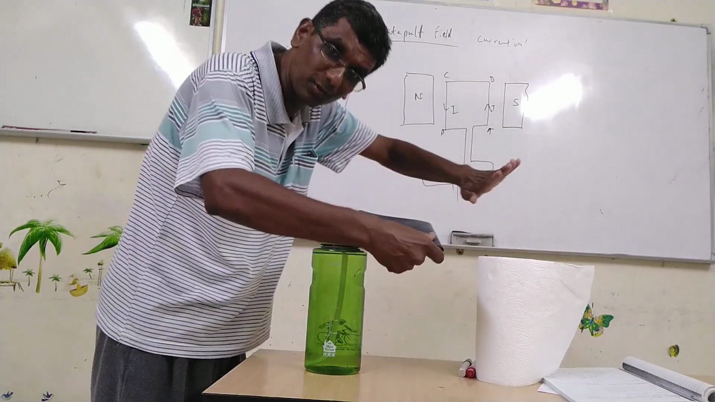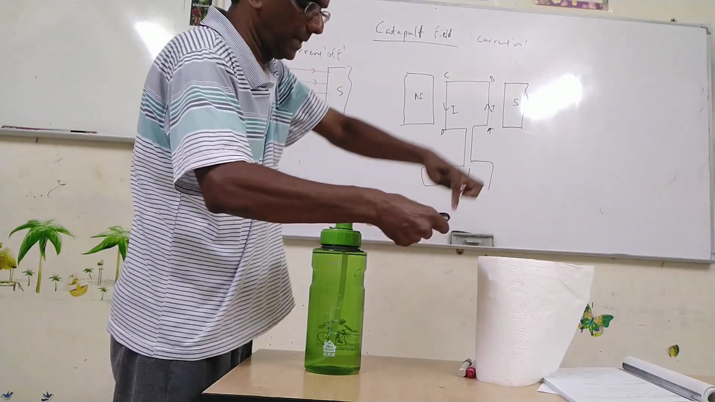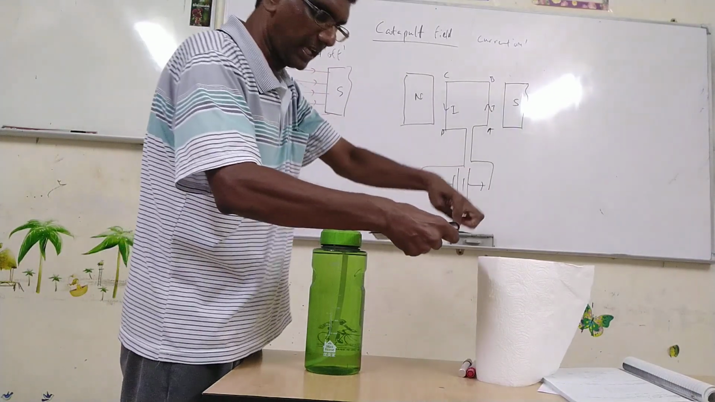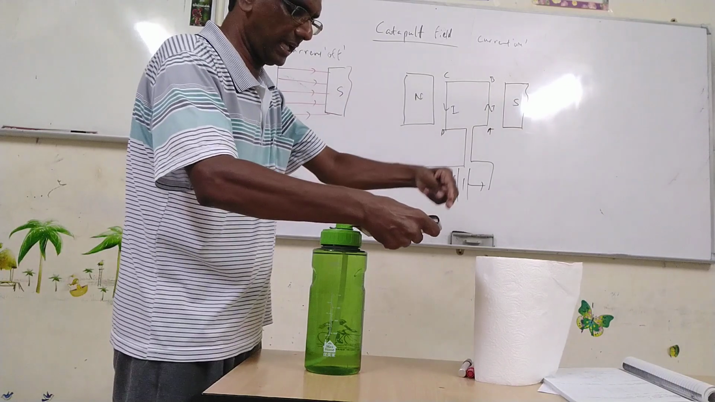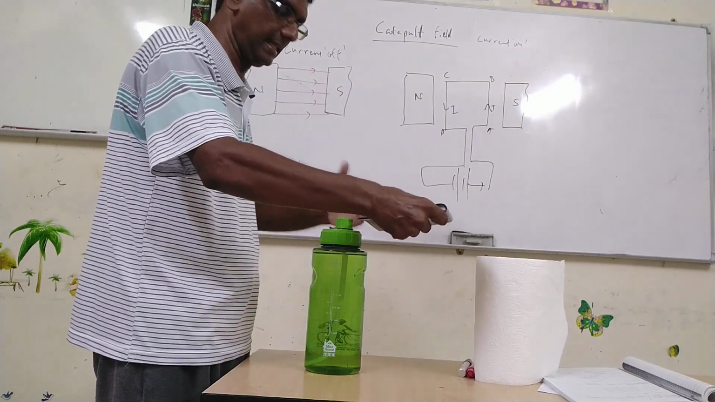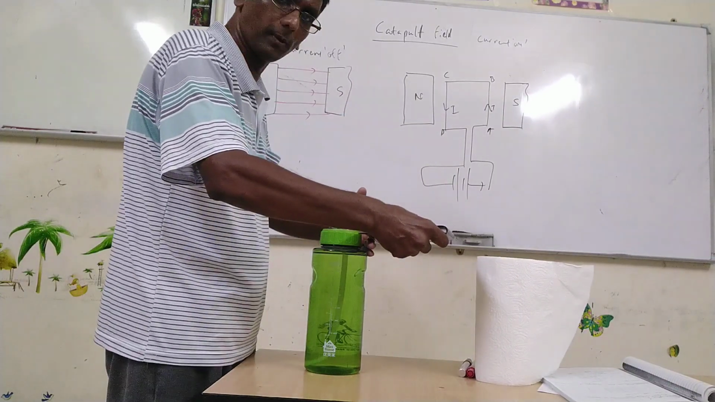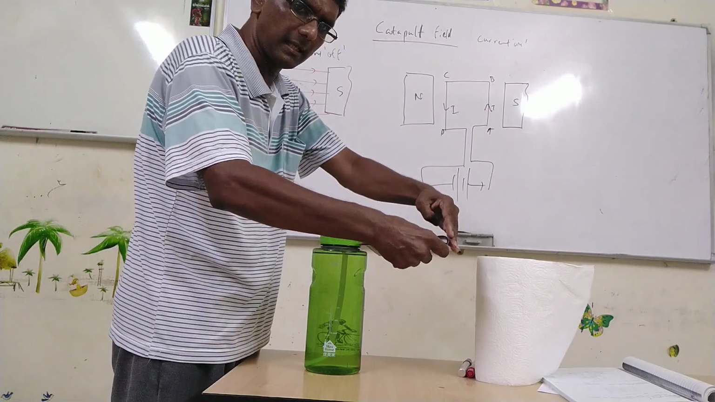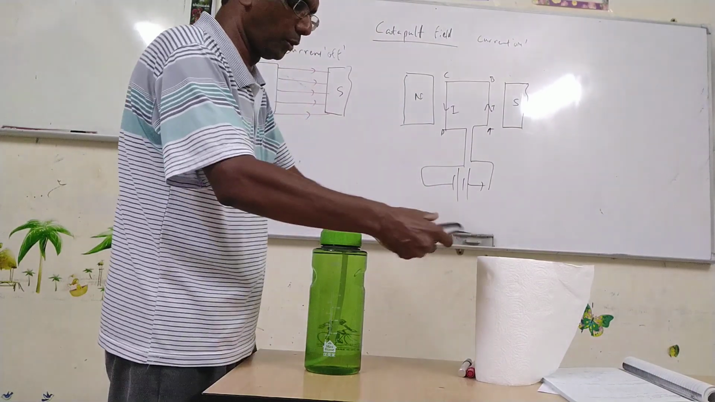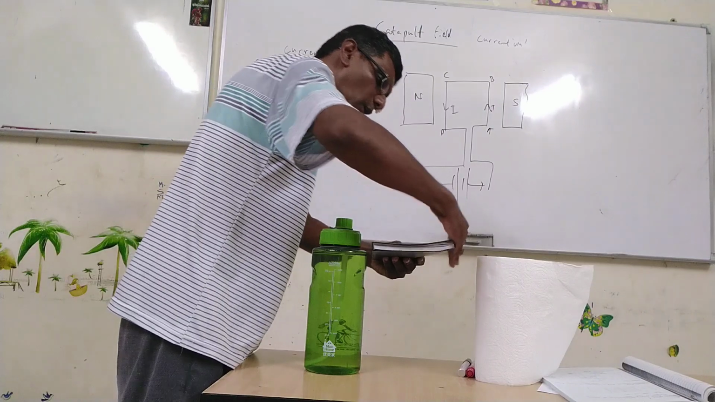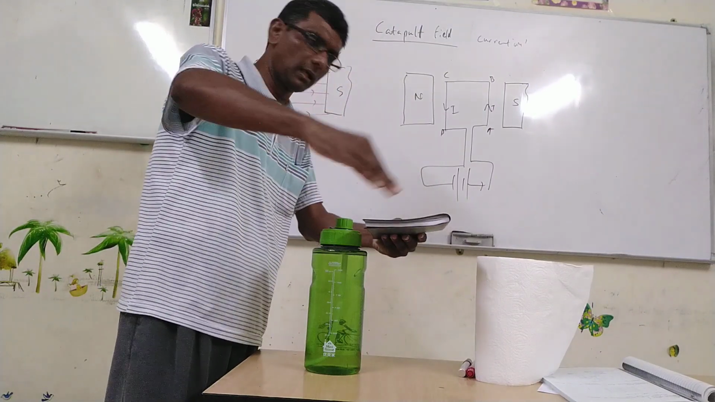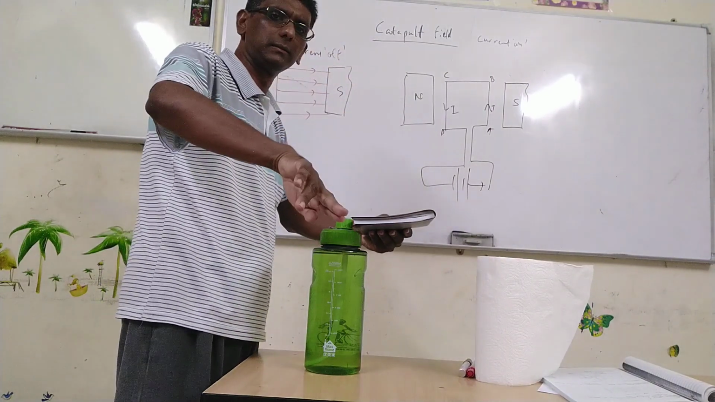Sorry, just now. Wire AB and wire CD. CD here is near the north pole, and wire AB is at the south pole. So current is going in and coming out.